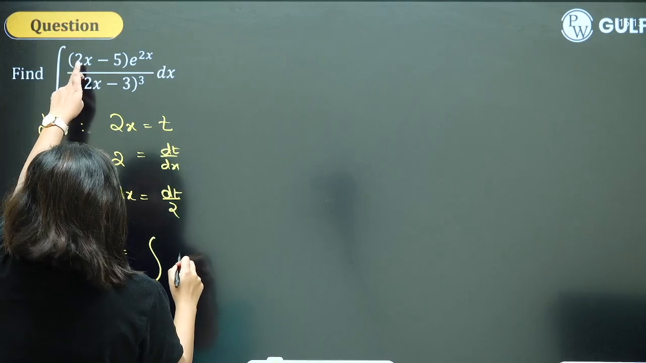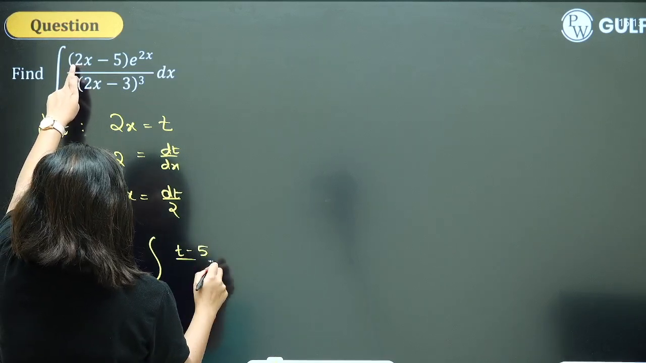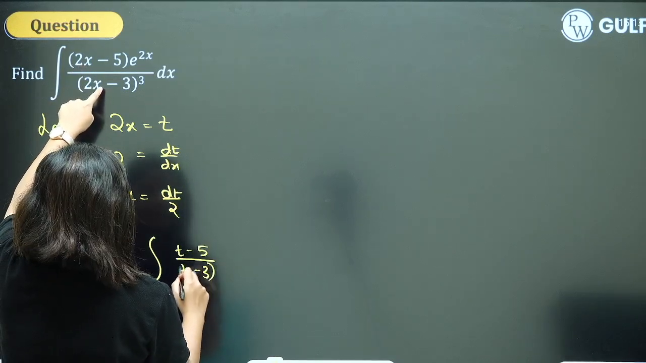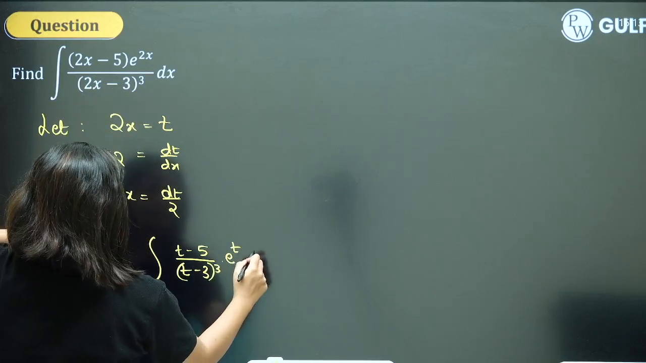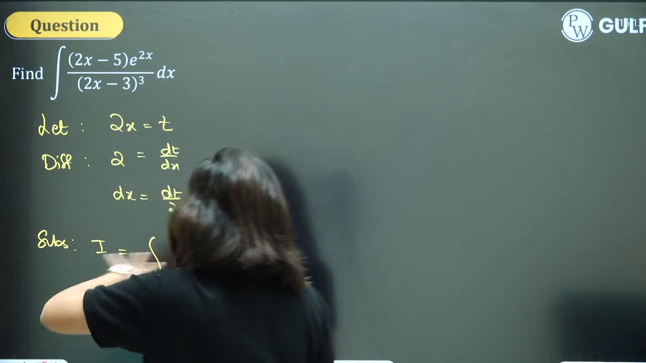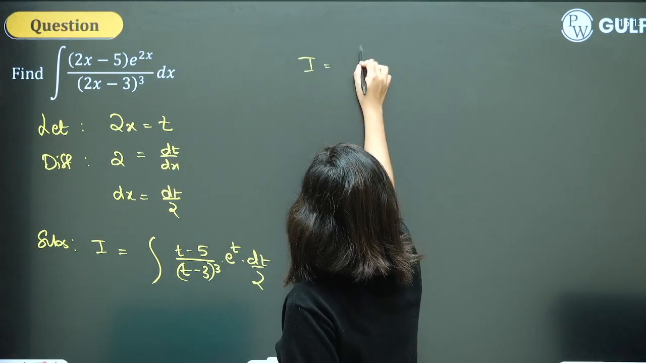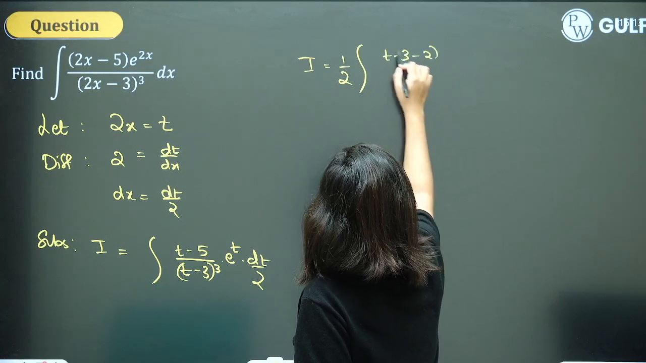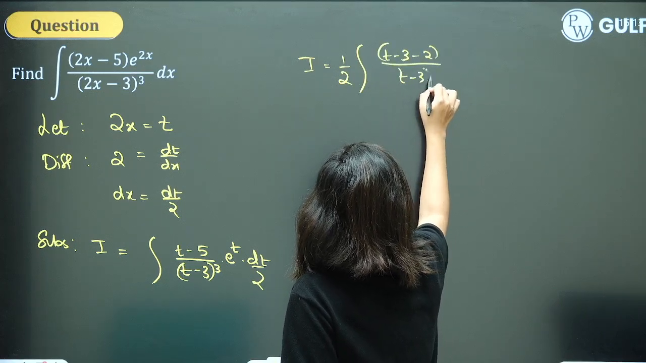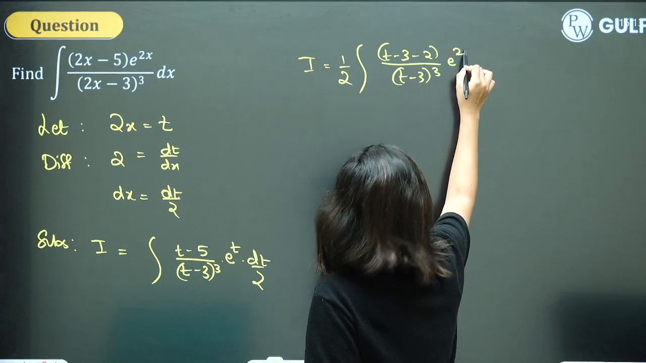So 2x can be written as t minus 5 upon t minus 3 the whole cube, and e raised to t, dx can be written as dt by 2. Putting the constants aside and trying to simplify it further, 1 by 2 out, t minus 3 minus 2 upon t minus 3 the whole cube into e raised to t dt.